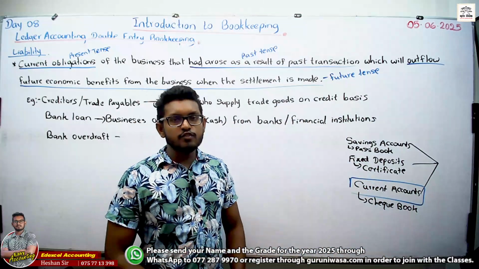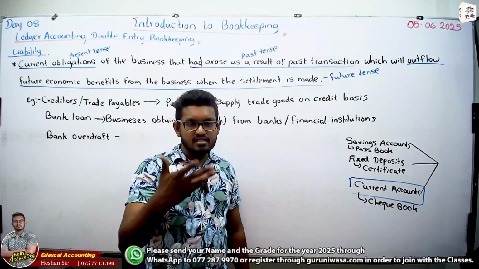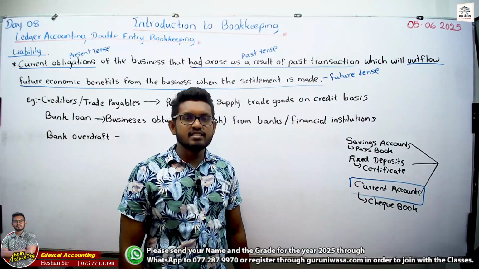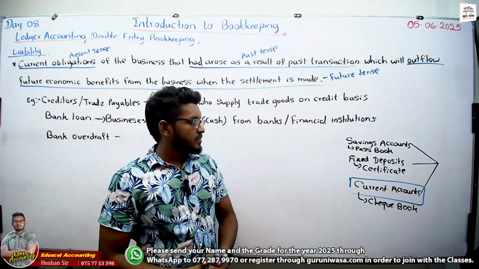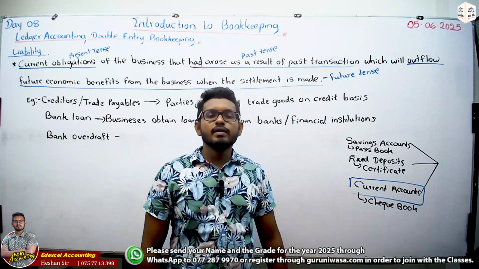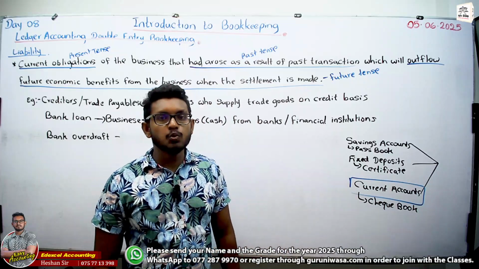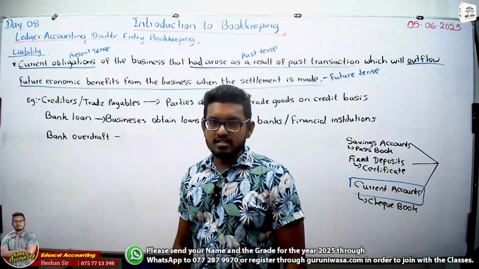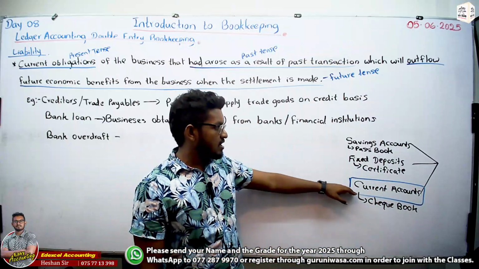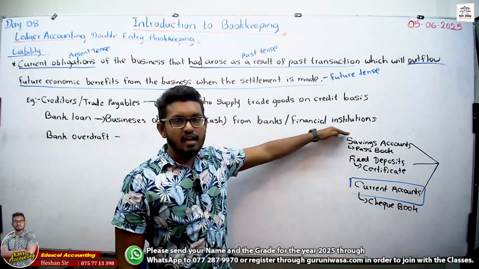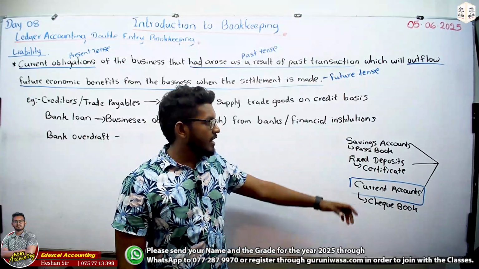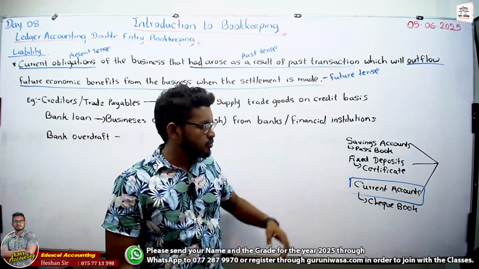There are different kinds of banks in Sri Lanka: licensed commercial banks, licensed specialized banks, registered financial institutions. Out of these, a current account can only be opened in licensed commercial banks. There are 24 licensed commercial banks in Sri Lanka. Now in licensed commercial banks, you can open a current account, fixed deposit, and savings accounts, all three types. In licensed specialized banks, you can open only these two, right?